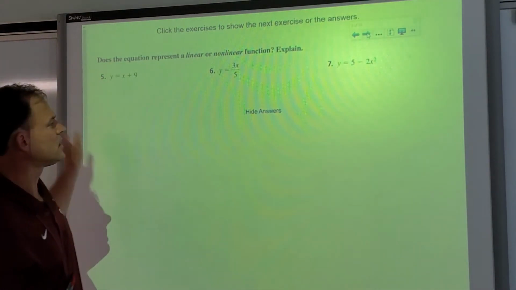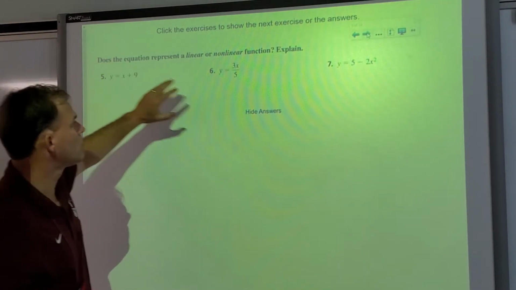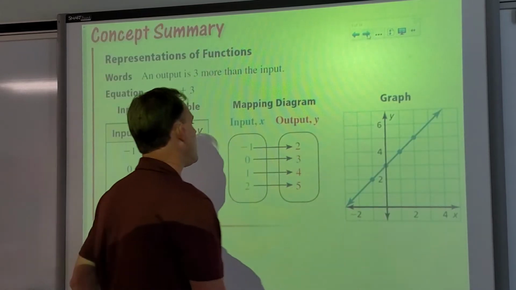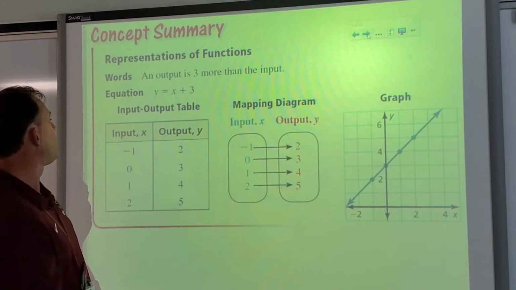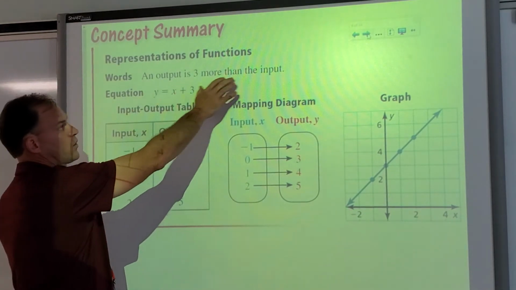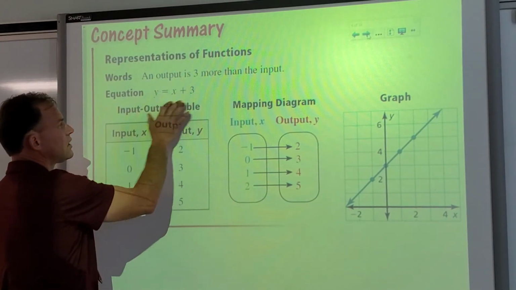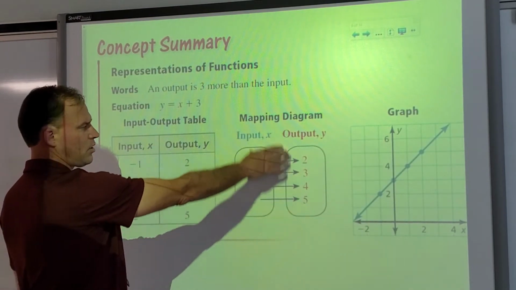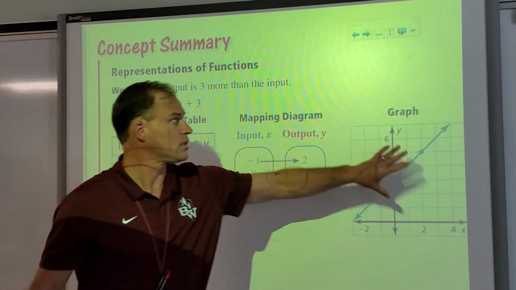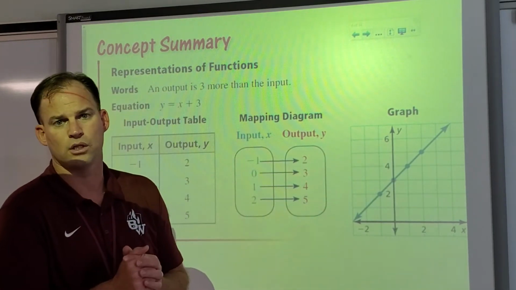So, linear or nonlinear, same deal. Same thing, not going to go through that. All right, so let's look at this. Different ways to represent a function. So we have words. An output is 3 more than the input. An equation that comes from there. A table, this is called a mapping, or obviously a graph. So there's lots of different ways that we can look at these things.